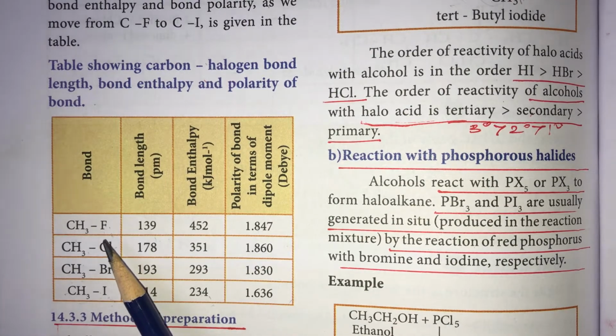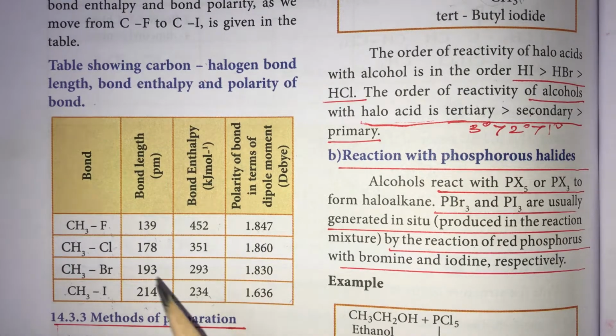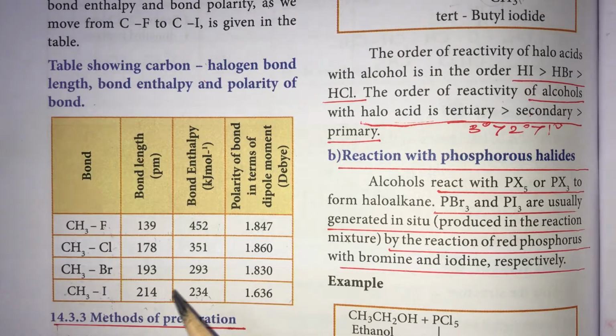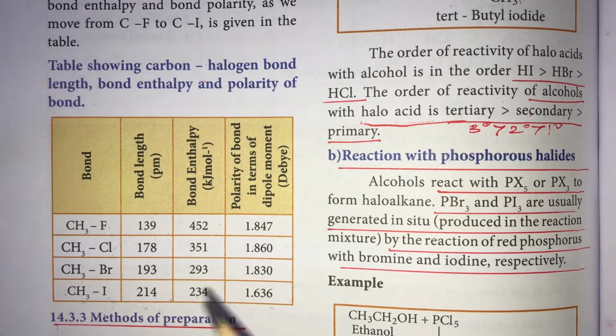Bond length from carbon-fluorine to carbon-iodine increases due to the increase in the size of the halogen atom, and bond enthalpy decreases on moving from fluorine to iodine. As the bond length increases, the bond energy decreases. Shorter the bond, stronger the bond strength is the concept. And the polarity of the bond also decreases due to the increase in the length of the carbon-halogen bond.